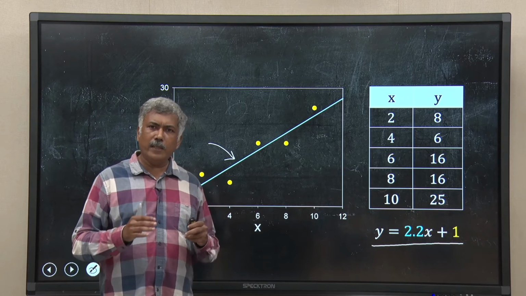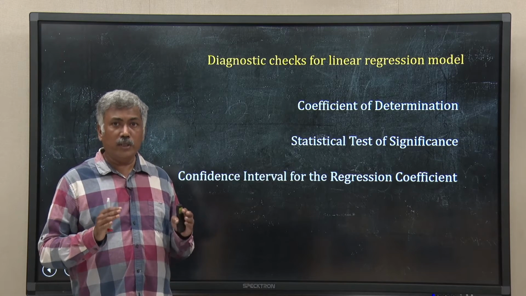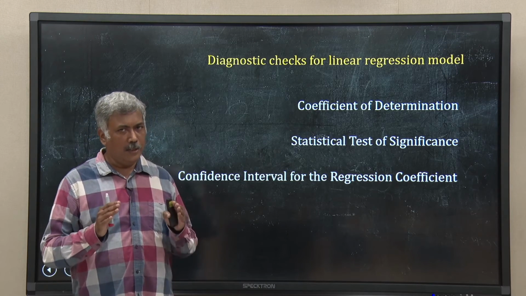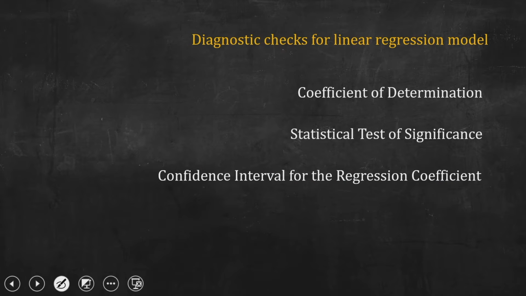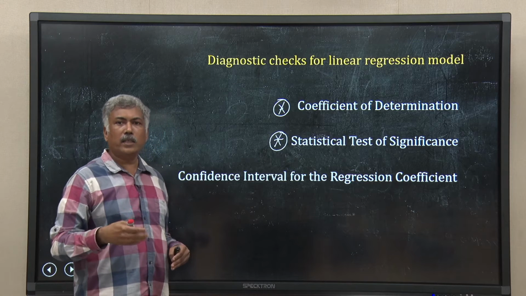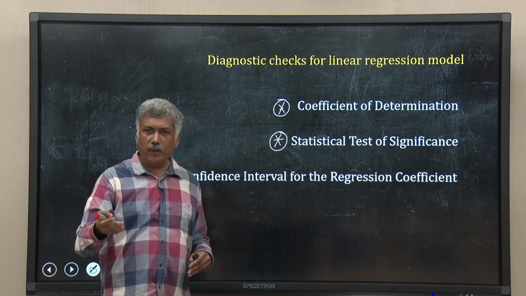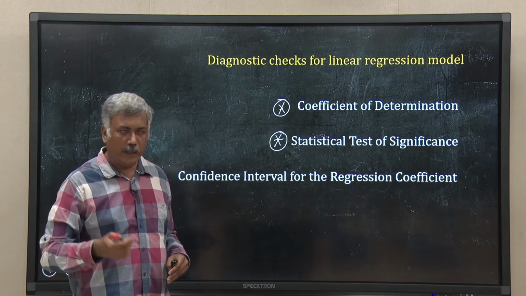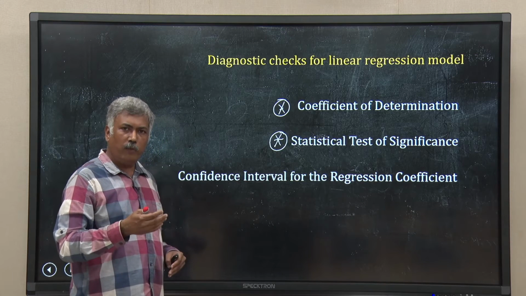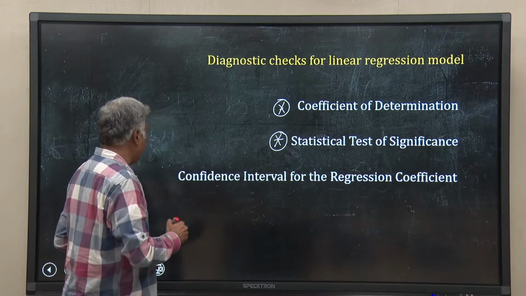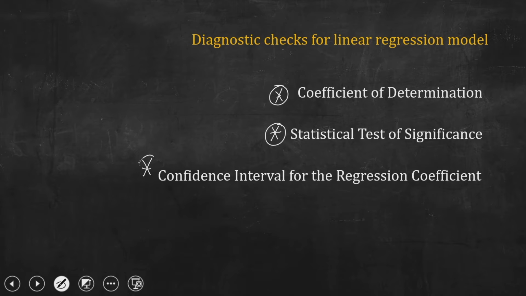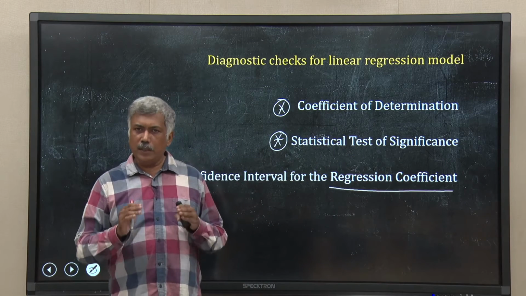In this particular case, I will discuss 3 specific diagnostic tests which are a must. Every time you do linear regression, you should do them. The first thing is you have to calculate the coefficient of determination r squared. Second, you should always do a statistical test of significance on the regression coefficients. The equation y equal to mx plus c has 2 regression coefficients, m and c, the slope and intercept. So, you have to perform a statistical test of significance on those 2. And the third one you must do, you should also check the confidence interval for those regression coefficients. I will discuss and explain each of these one by one.